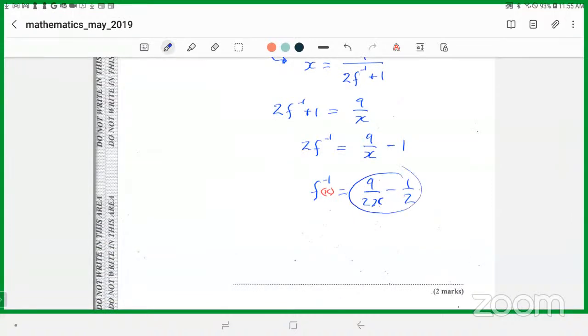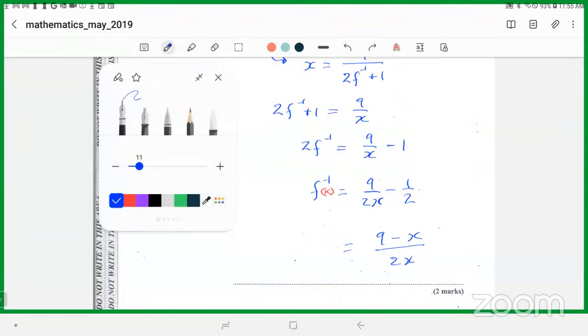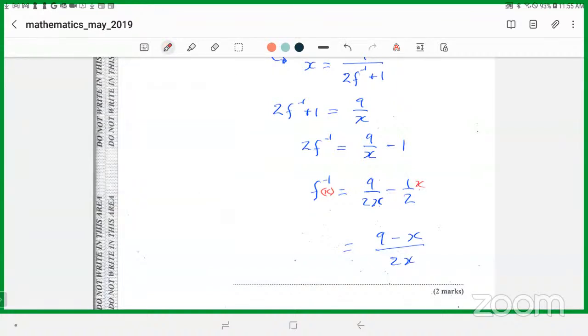I write as one fraction. So it will become 9 minus x over 2x. How did I get that? By multiplying this by x over x. If I multiply this by x over x, then this denominator is 2x and this denominator is also 2x. So since I have the same denominator, I could do the 9 minus 1x, which is 9 minus x up here, all over 2x. So that's another way to write it if you want to.